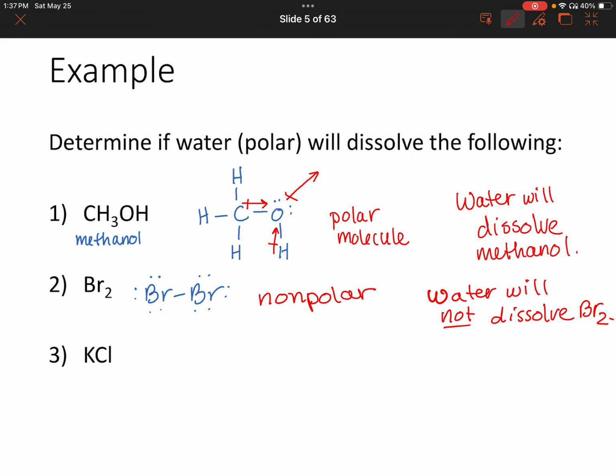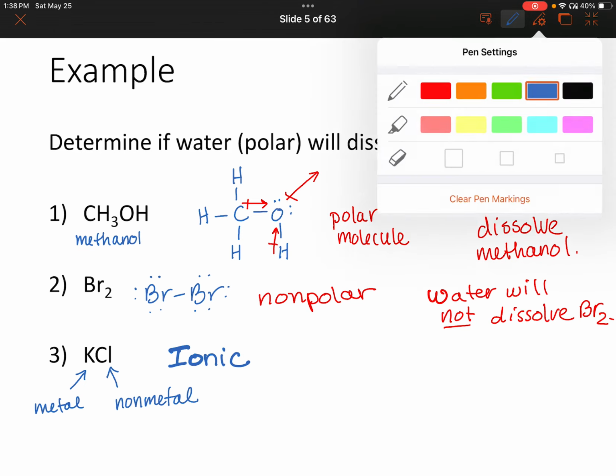All right, let's look at the last one, potassium chloride. So we have a metal, potassium, and a nonmetal, chlorine. So what type of bond do we expect a metal and a nonmetal to have? Ionic, right? If you have a metal and a nonmetal bonded together, they're going to completely transfer electrons between each other, so that will give us an ionic bond. And earlier we said that water will dissolve ionic compounds.